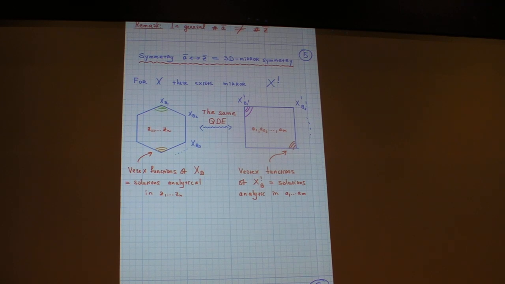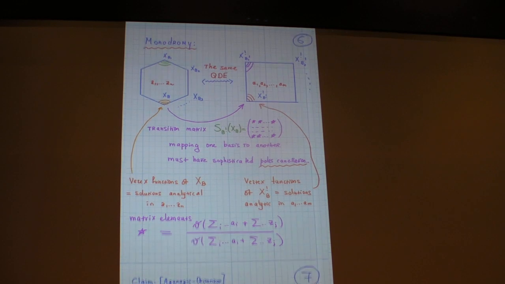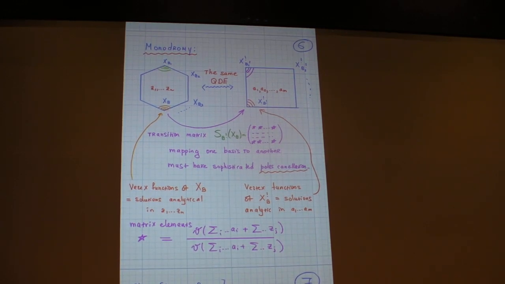The natural question to ask is: okay, I have some basis of solutions here, and I have some basis of solutions in some corner of the moduli space on the dual side. There should be a transition matrix which says how to recalculate one basis of solutions into another. This basis has a geometric meaning. If you choose a set of vertex functions, it's going to be explicitly given by some matrix.